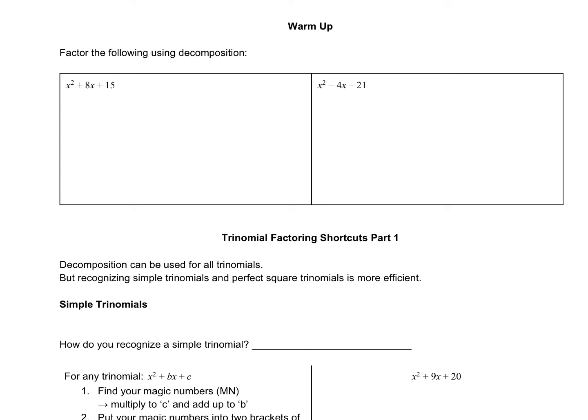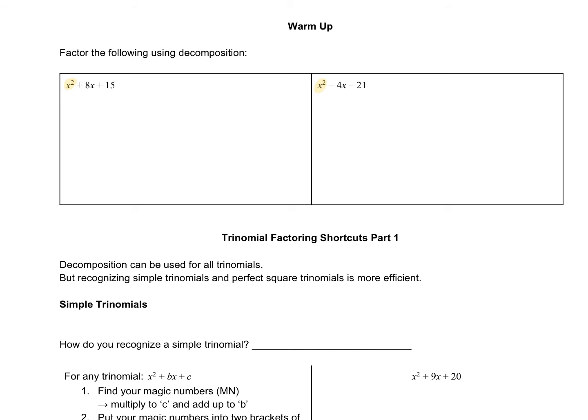In this video, we will look at one of the shortcuts to factoring certain types of trinomials called simple trinomials. But before we do that, we're going to do a little warm up with decomposition to make some observations. So you will notice in these two warm up examples, we have trinomials, but what's special about these trinomials is that they both start with an x squared. There is no other number in front of x squared besides the invisible 1.